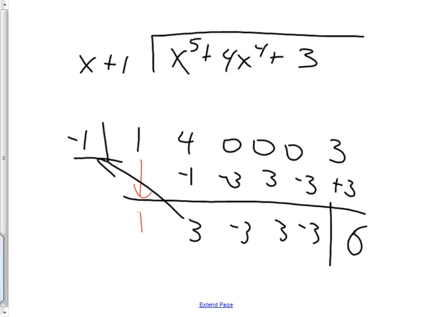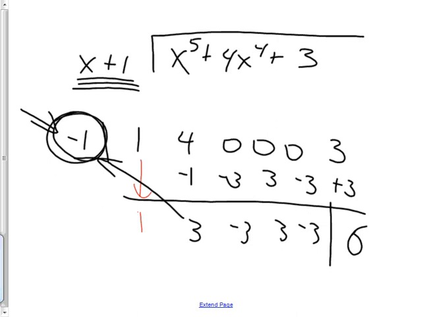All right. So now, moral of the story. Does x plus 1 go into all that other stuff? No. And I figured out that -1 is not a root. That's another way to say it. That's not a factor, and that's not a root. Get that? Okay. So your assignment is going to be problems like that.